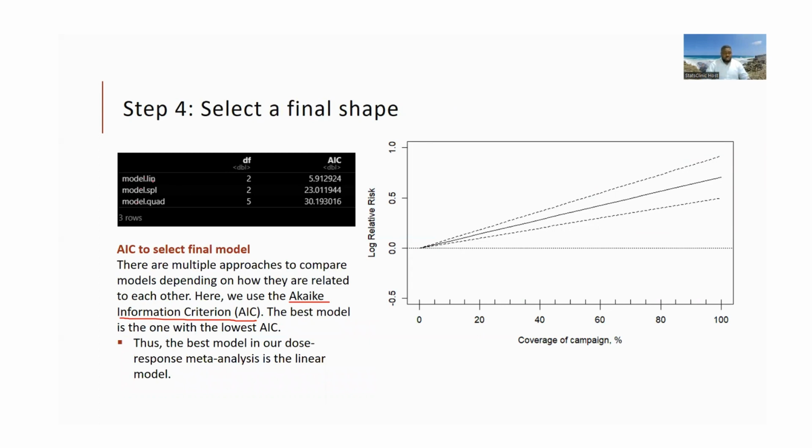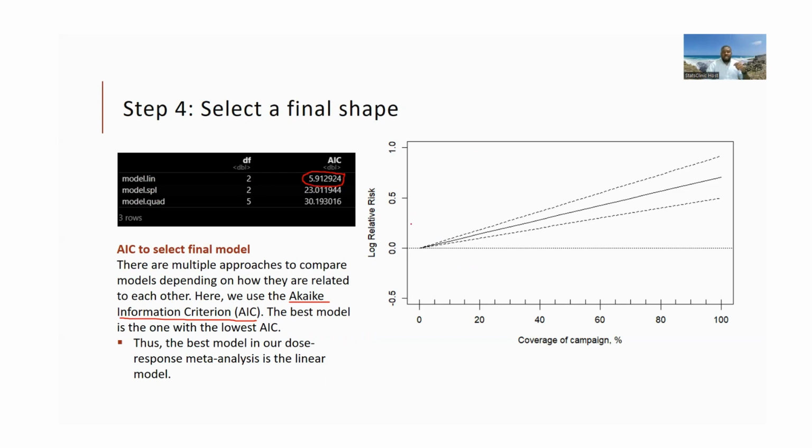Or all the models that you have, depending on how many: linear, spline, quadratic. Whichever model has the smallest AIC is the model that's the best model. Okay, whichever model has the smallest AIC is the best. In this case, our linear model had the smallest AIC, and as a result, that is the best model in our case. And so what we then decide is we can then take the linear model and plot it.